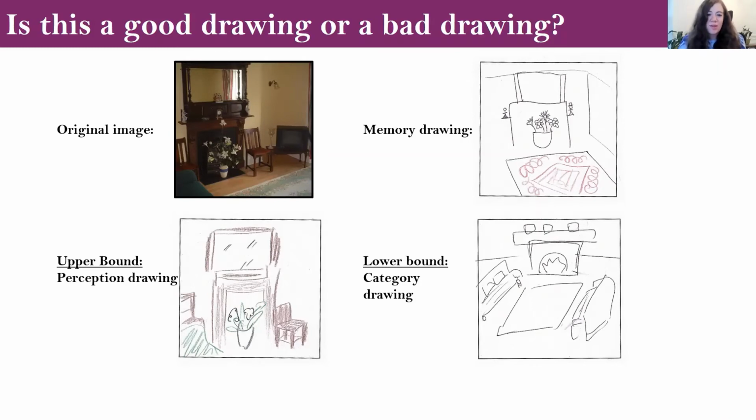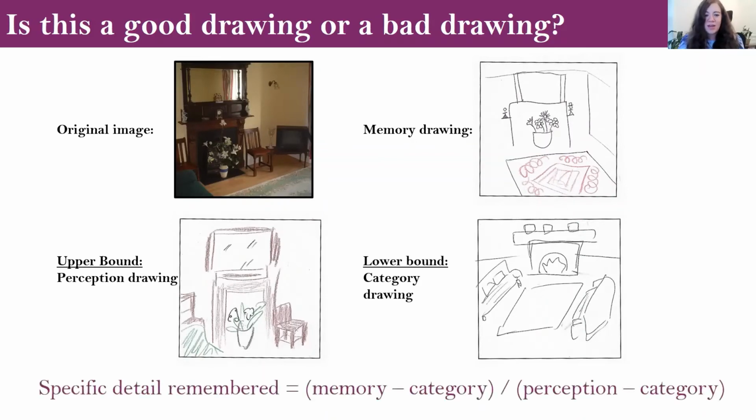And so you can use this as a benchmark to compare the memory drawing. You can see in this category drawing, they did draw a fireplace, but they didn't draw this vase with these flowers in the fireplace. So this shows that really this vase and flowers is a very specific and accurate detail that was drawn from memory. Specifically, how we quantify the detail remembered is we take what was drawn from memory and subtract from that the category information, which sort of represents our minimum amount of information. Then in the denominator, we take the perceptual information. So basically the maximal information you would draw from an image, and also subtract out this category information.